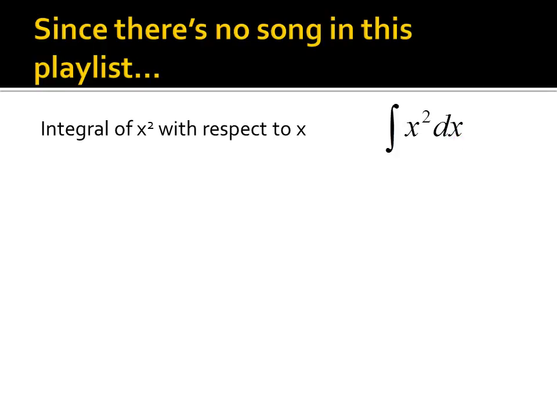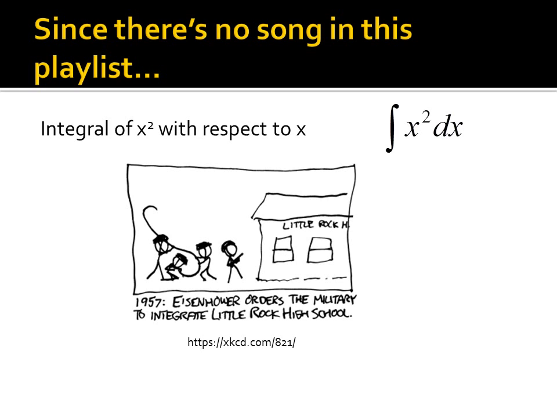A few years ago, XKCD decided to do a typical math pun on this sort of notation and came up with this. 1957, Eisenhower orders the military to integrate Little Rock High School. And so you see all these soldiers, and to integrate the high school over here, they've got an integration symbol. So it's mathematical integration, not racial integration. Get it? Yeah, that's humor for math. If you want to see the full comic, that's the URL.